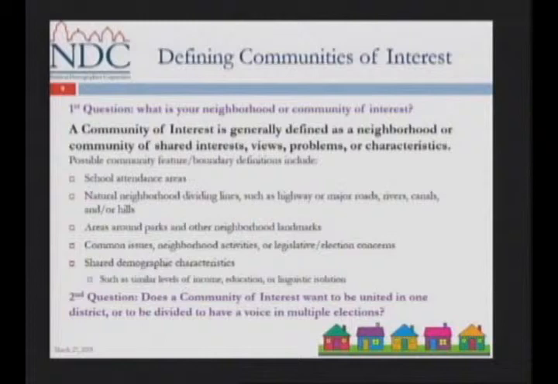So back to the ideas of communities of interest, because this is one that's not so clearly defined in the law. What it can't be is purely race, but what it can be is just about everything else. So a community of interest could be things like your school attendance boundaries. Some people are really tied to their local elementary school, for example, especially if they have school-age children. Natural dividing lines, or even man-made things like parks.